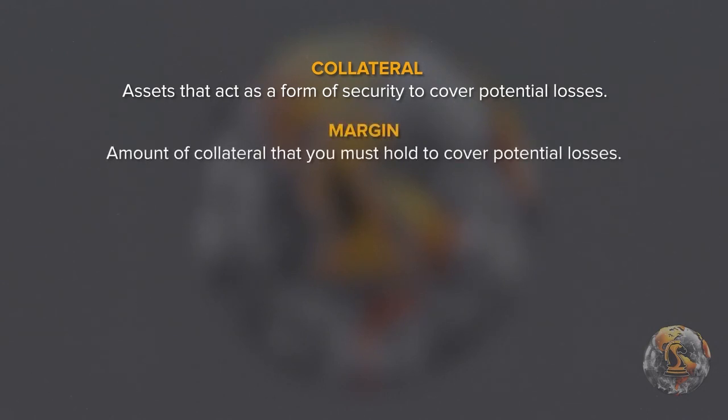Next, we have margin. Margin is the amount of collateral that you must hold in your account as the form of security to cover those losses. Sounds similar to collateral, but it's different. Collateral is the actual thing, USDT. Margin is the amount of the thing you need.